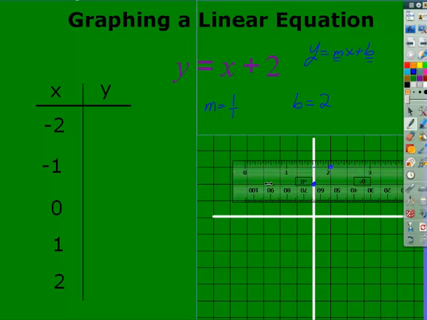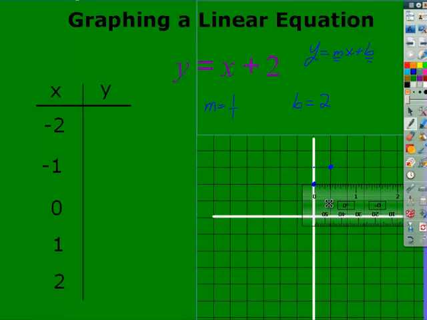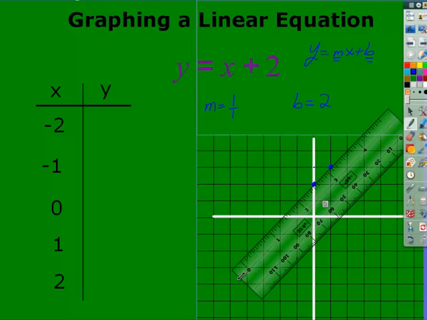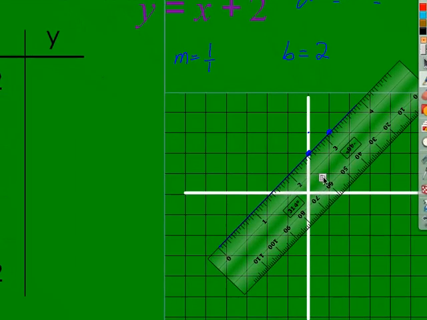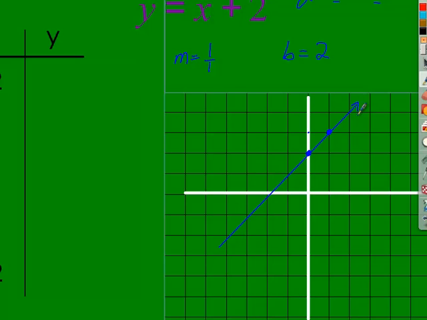Now, remember, it only takes 2 points to make a graph. So now that we have our 2 points, we're going to make our graph and throw our arrowheads on because our line goes forever. And that's it. You're done.